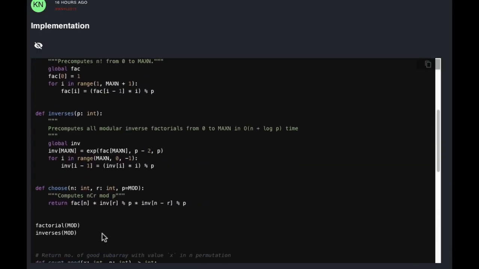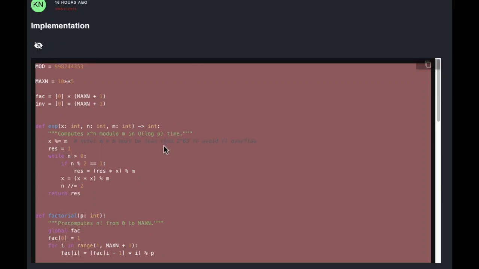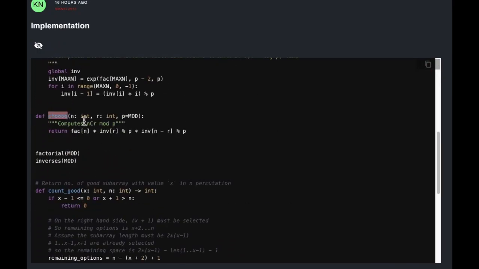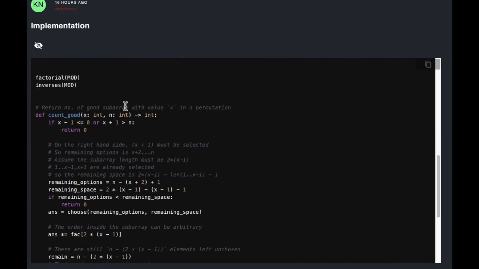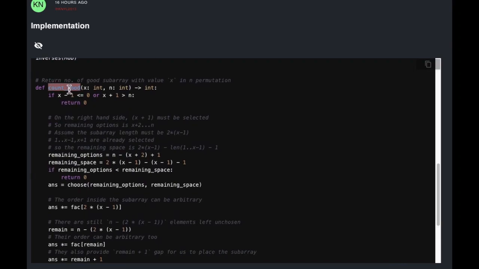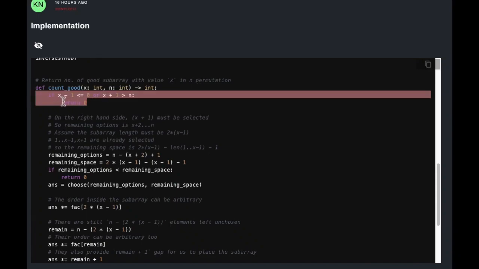Here I do some modular inverse in order to have this choose function. It basically calculates n choose k modulo p, but this is not the main idea of the problem. The main idea of the problem is this function. It will return the number of good subarrays with value x in an n permutation. First I check if x minus 1 or x plus 1 does not exist. As we discussed, this is the only way we can get the good value of x, from x minus 1 and x plus 1. So if they do not exist, then we just return 0.